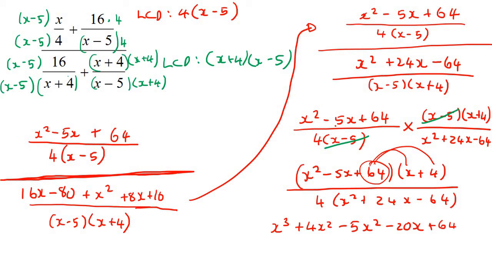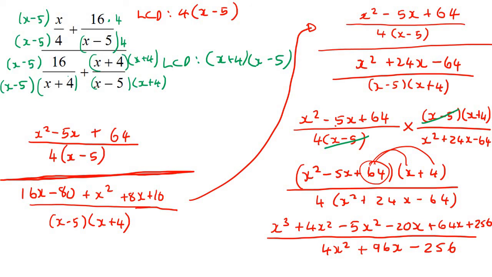So that's going to become 64x, add, what's that, 256. And then at the bottom, you're just going to multiply the 4 into the bracket, so 4x squared, add 96x, take away 256. Oh no, geez, that's embarrassing. 256. Okay.